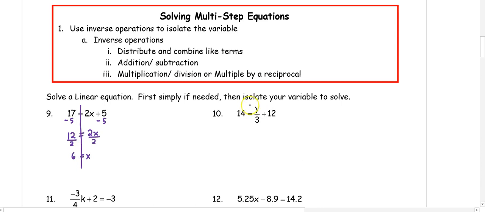Number 10, 14 equals y/3 plus 12. So my first step is going to be subtract 12 from both sides. 2 equals y/3. Y/3, remember, is division. The opposite of division is to multiply. So we're going to multiply both sides by 3. Y equals 6.